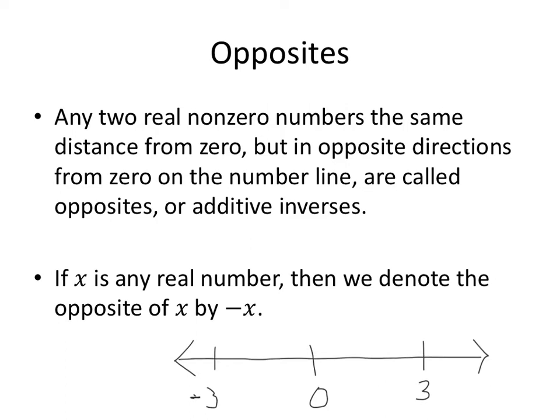So any two real non-zero numbers, so not this one, here's a non-zero number. It's the same distance from 0 as its partner over here, negative 3. Opposite directions, one's to the right, one's to the left. They're called opposites or additive inverses. I should use the term additive inverses, but I will frequently use the term opposites just because it tells us more about it. So if x is any real number, it doesn't have to be 3, then we denote the opposite of x by negative x. So the opposite of 3 is negative 3.